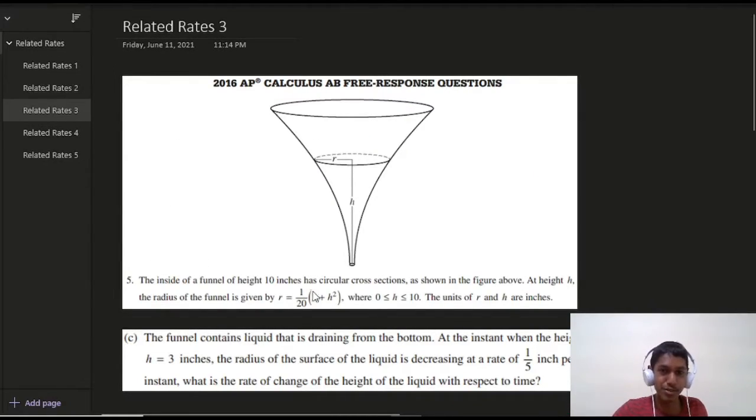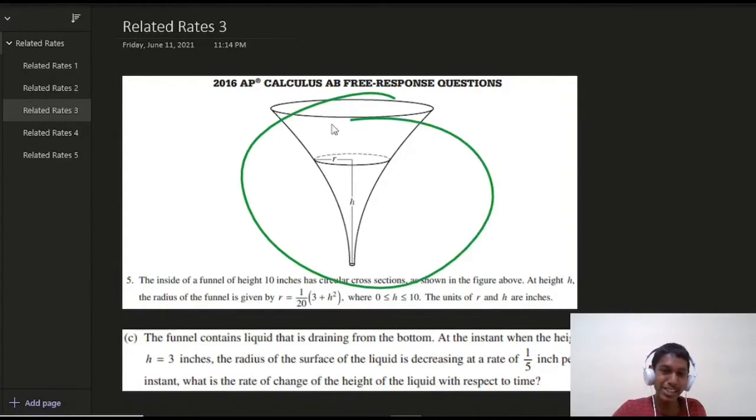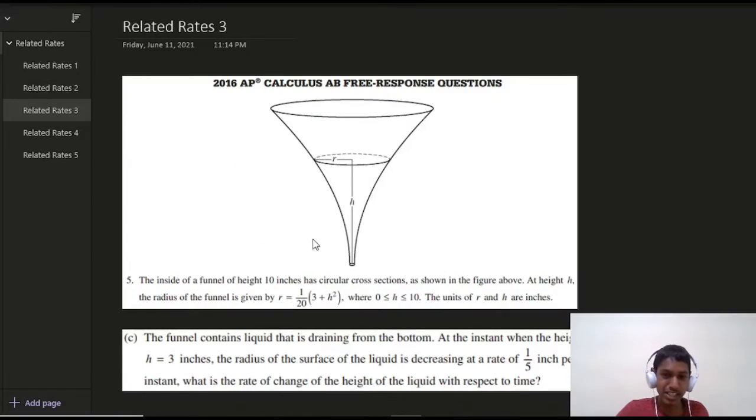Okay, so here's our third related rates problem. It looks intimidating because there's a big giant cone staring at us, but it's not that bad, I assure you. So, okay, inside of a funnel of height 10 inches. So let's draw that right away. This is 10 inches. Okay. It has circular cross sections as shown in the figure above.